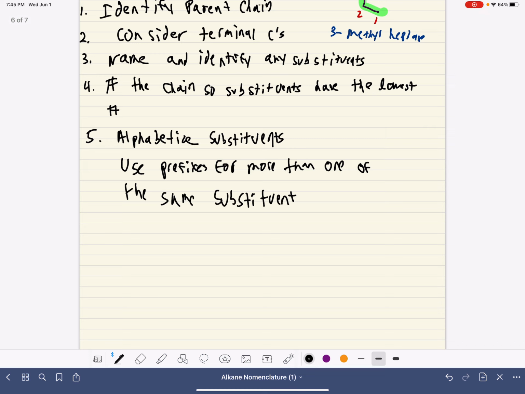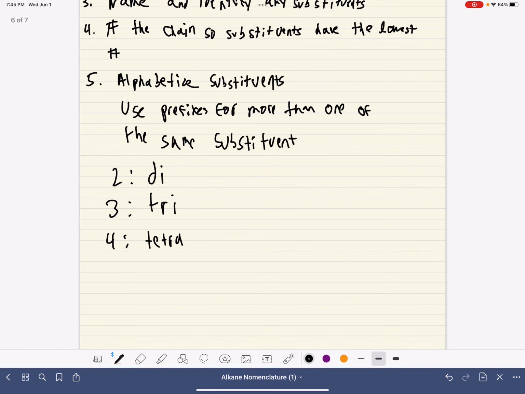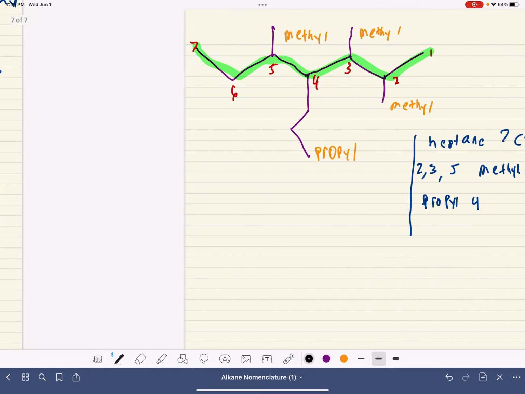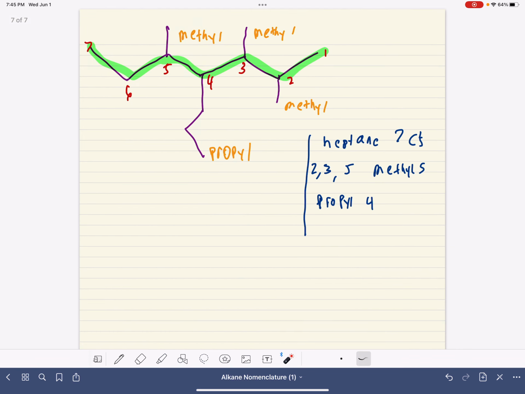We would say if there's 2 of the same substituent, that's di, 3 of that is tri, and we're going to see that we have trimethyl in the next example over here. 4 is tetra, 5 is penta, and 6 is hexa. We really don't see any more than 5 or 6 of the same substituent on a molecule. So here you can see that we have 3 methyls at position 2, 3, and 5 respectively. So that would be trimethyl.